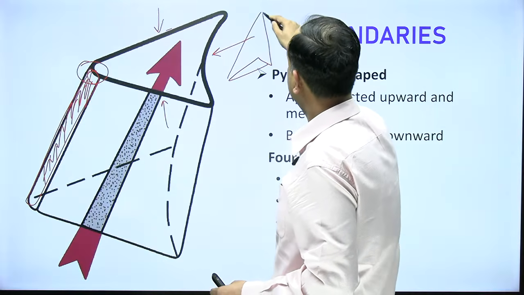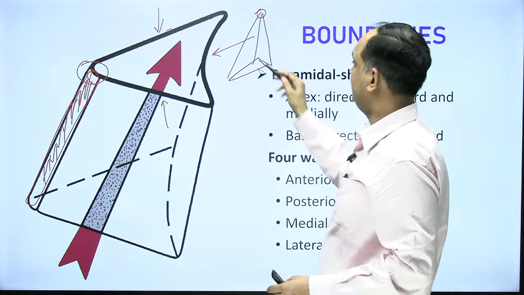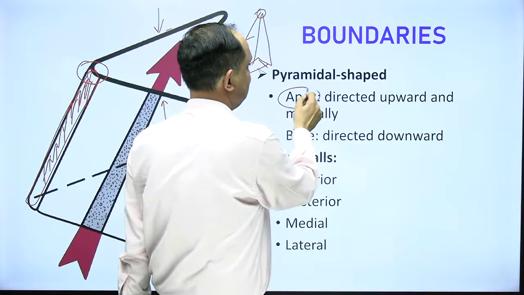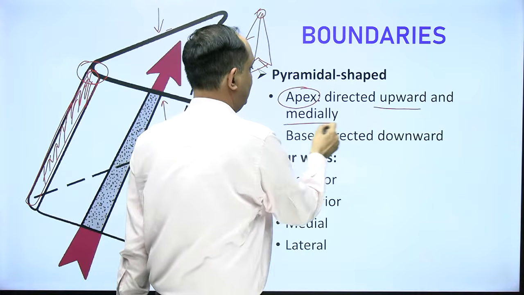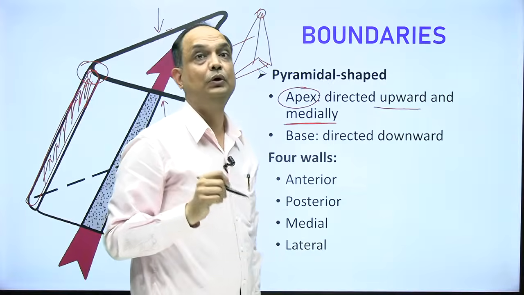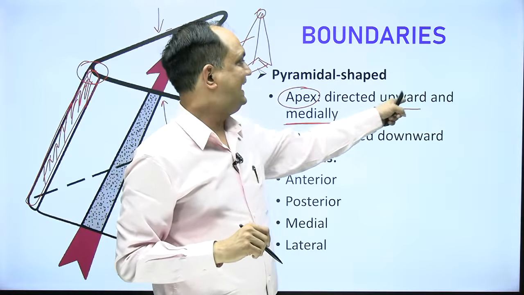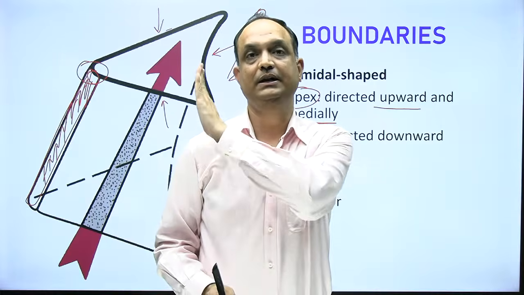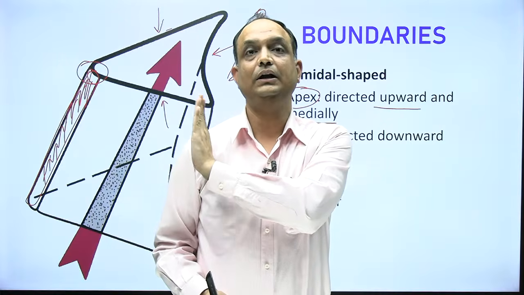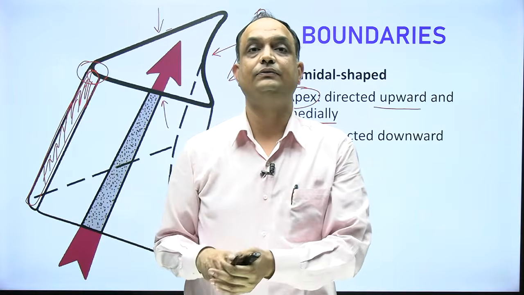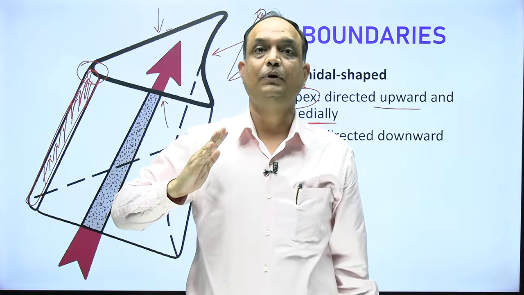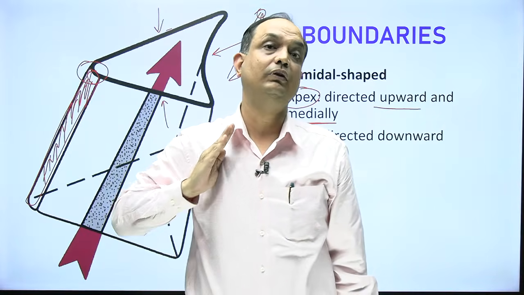Now this pyramid also has an apex and a base, just like any other pyramid. Where is the apex? I just told you that the apex is directed upward and medially. There is one more important thing: it is not exactly upward. It is upward, but it is facing the medial side. Clear? This is important because you are going towards the neck.